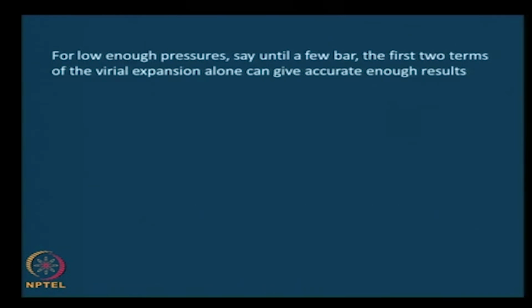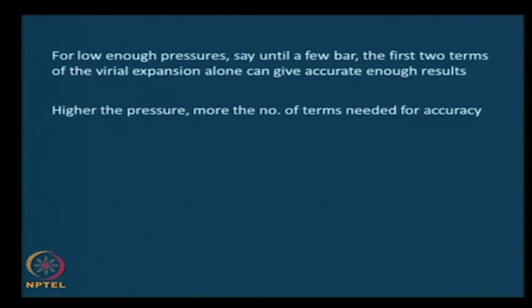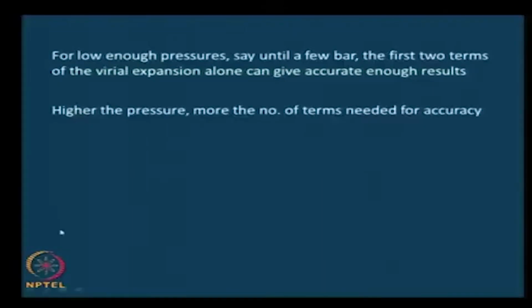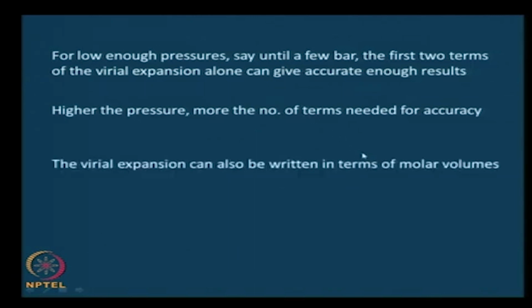For low enough pressures, say until a few bar, few atmospheres, the first two terms of the virial expansion alone are good enough to give accurate enough results. As we increase the pressure, we need to add more and more terms for the accuracy. What do we mean by accuracy? How close is the calculated value to the very carefully conducted experimental value? Higher the pressure, more the number of virial terms needed for accuracy.